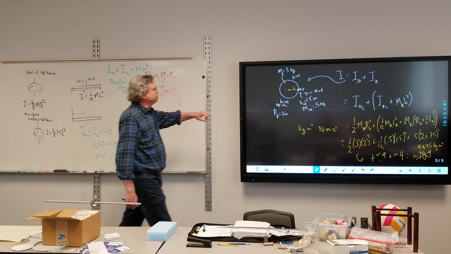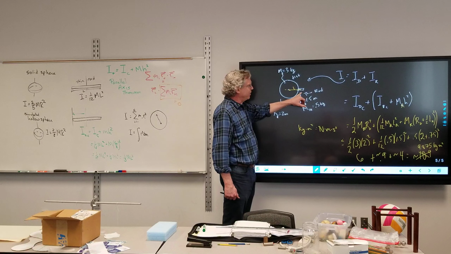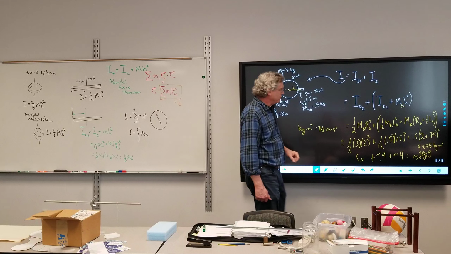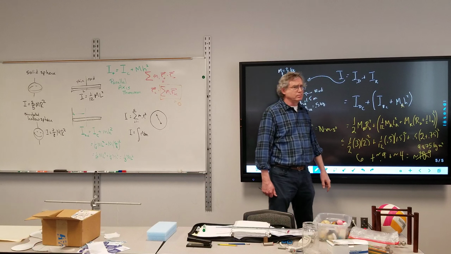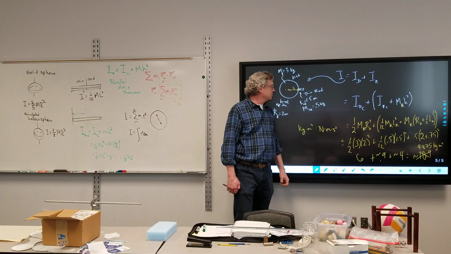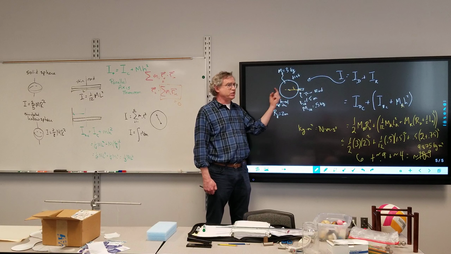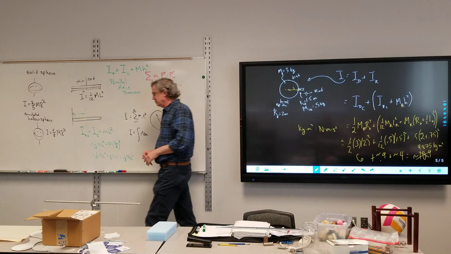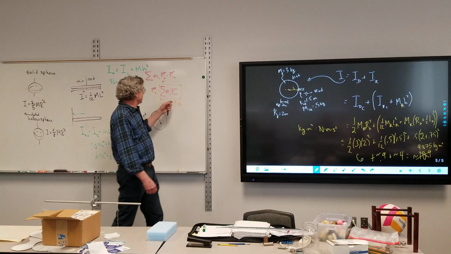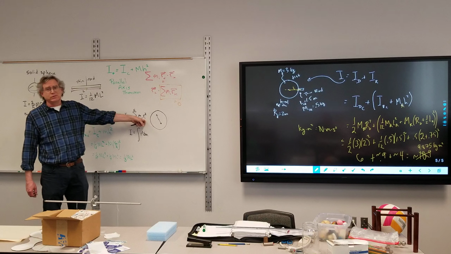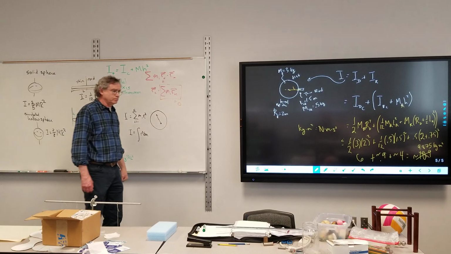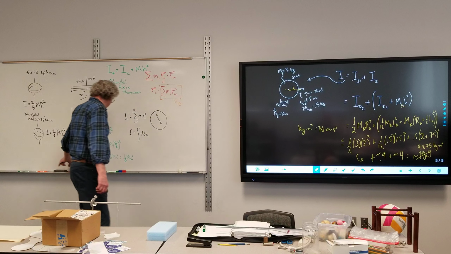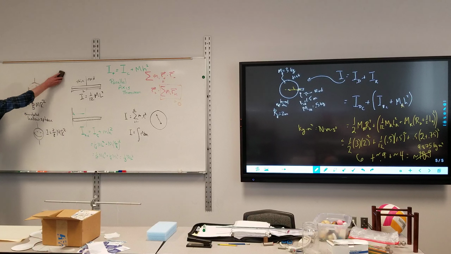Now notice that the disk is twice the mass of the rod, but the rod contributes more than 50% of the overall moment of inertia. Because that shift adds, it's mr squared. So the distance an object is from the axis of rotation is going to have more impact than the mass. All right, questions to here?